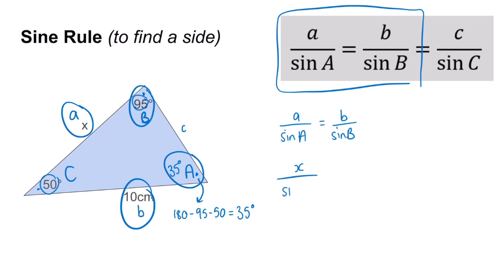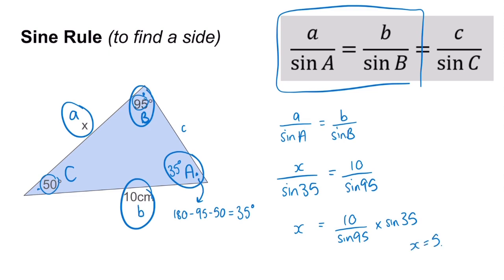So little x over sine of 35, which I figured out was capital A, equals little b, which was 10, over sine of capital B, which was 95. And then same as before, I want to get rid of this divide sine 35. So to have just x left over here, I have to do times sine 35 on the other side. And typing that into my calculator will give me x equals 5.76, and the length was measured in centimetres. So that is the length of x over here.